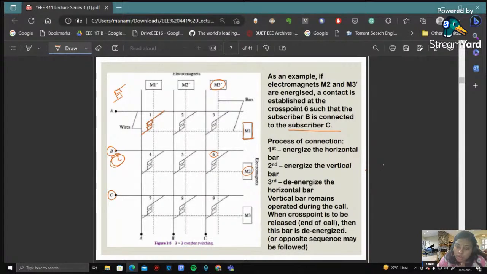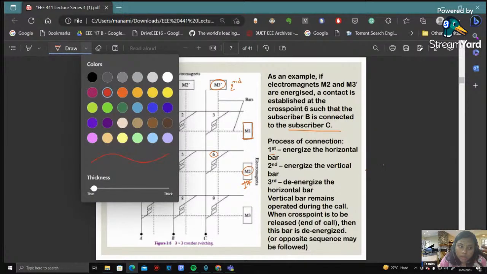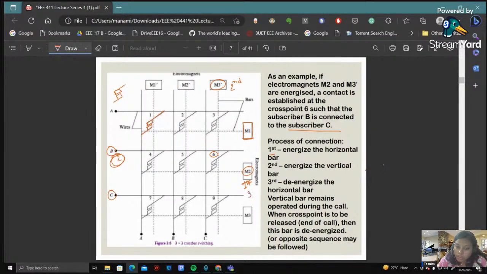So let's go through the process of connection. First, energize the horizontal bar. So this is the horizontal bar M2. If this is step 1, this is first. Energize the vertical bars. This is step 2. De-energize the horizontal bar. Then I will denote the de-energization with red and energization with orange, right? And the vertical bar remains operated during the call. So this continues, right?